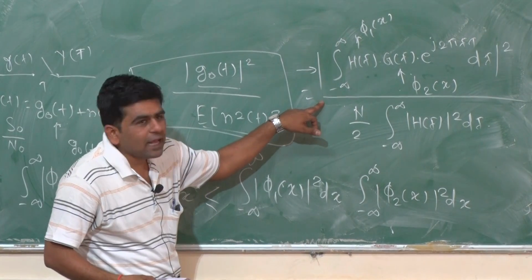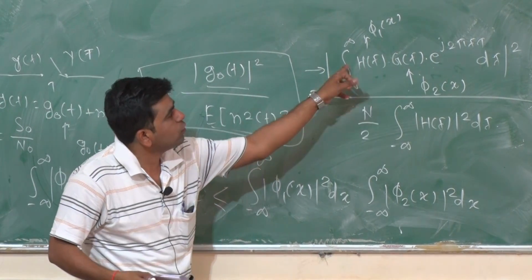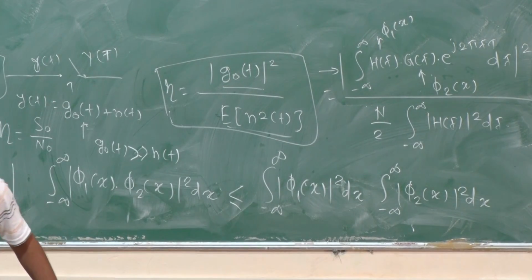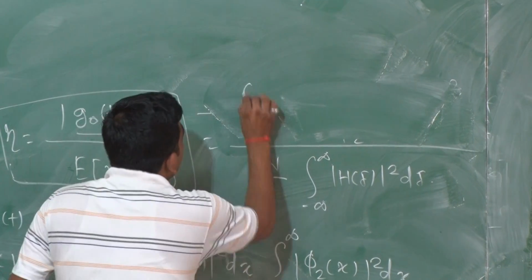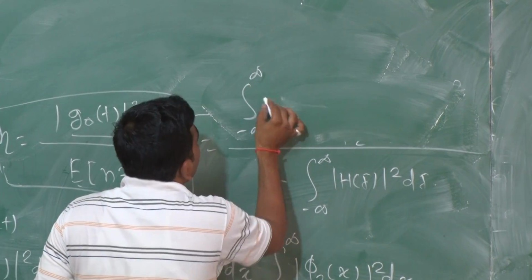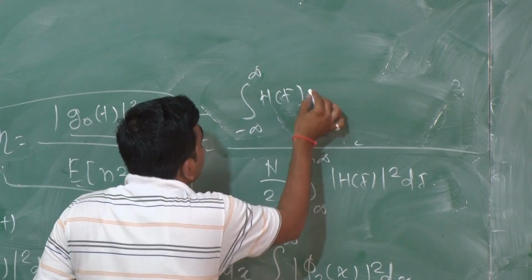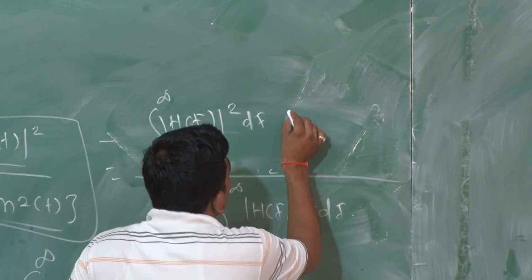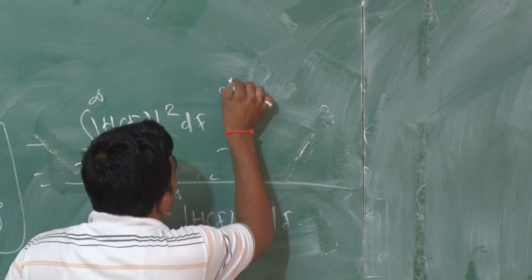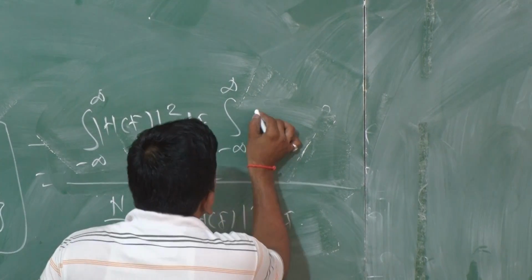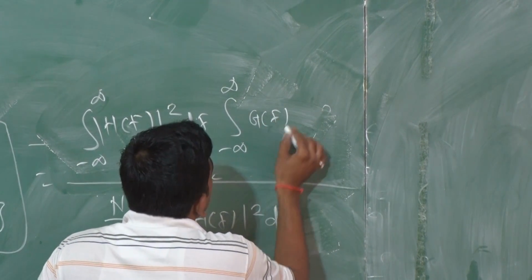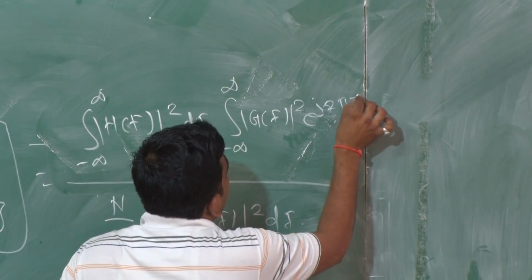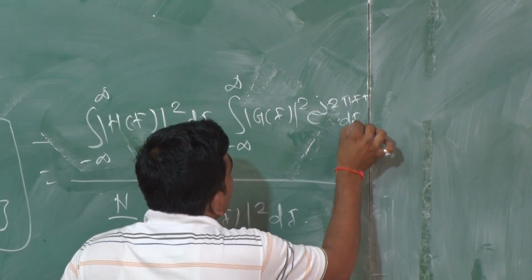So by applying this condition we can see that these two terms separate out. Here, by applying this condition, we get the integration over minus infinity to infinity of mod H of f square df, multiplied with the integration over minus infinity to infinity of mod G of f square into e raised to j 2 pi f t df.